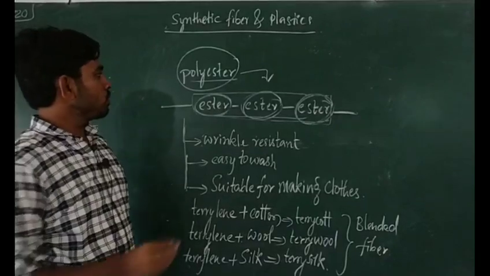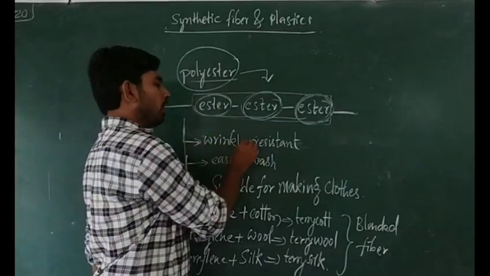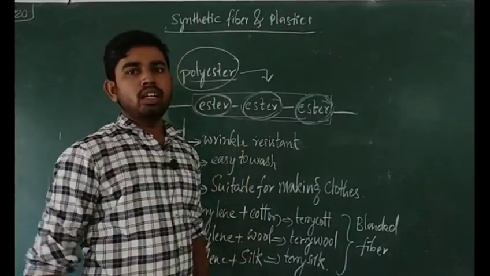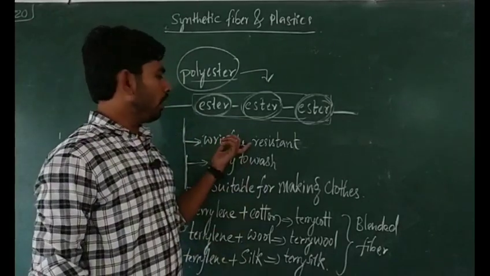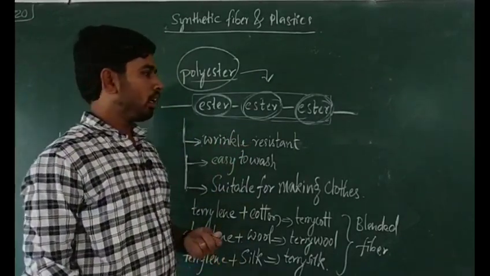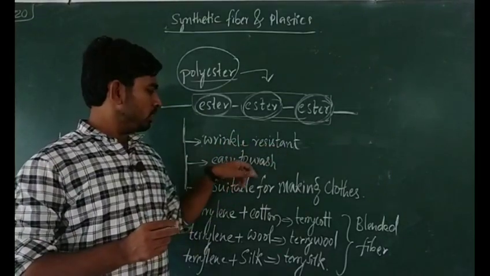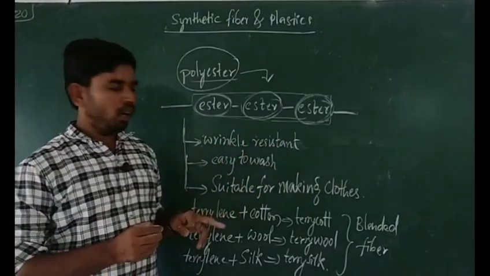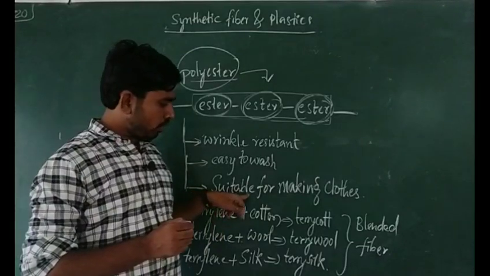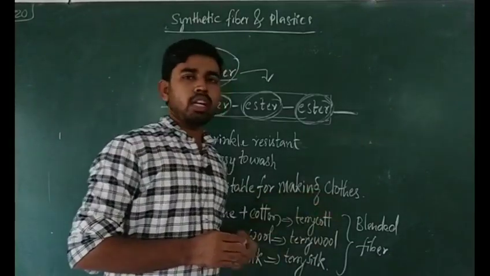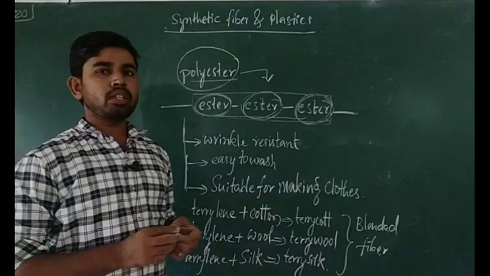What are the properties of polyester? It is wrinkle resistant. Wrinkle resistant means it won't get folded very easily. Polyester is wrinkle resistant. One more is it is easy to wash and it is very suitable for making cloth. We can see different kinds of polyester cloths.